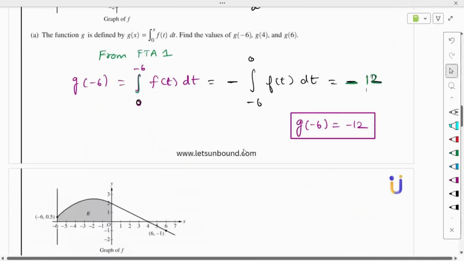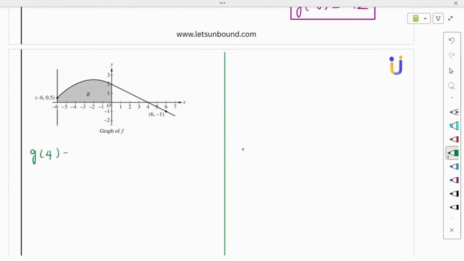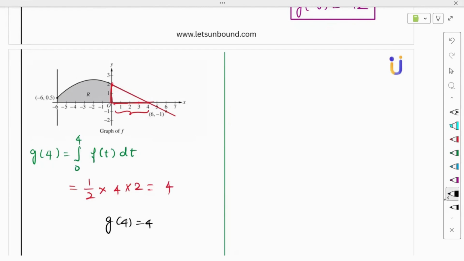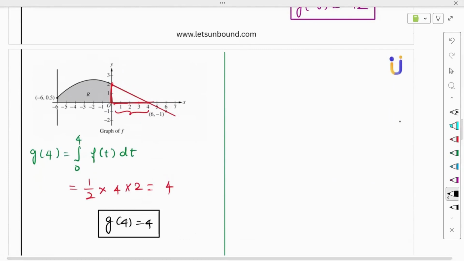Moving to g of 4. So to find g of 4, let's break it down because we need to find the next value too. G of 4 means, as per the definition, the integral from 0 to 4 of f of t dt. And from 0 to 7, they mention it's a linear function. It's basically a line. So finding the area under the curve is very simple. It's a right triangle. So it's half times base, 4 units, and height, 2 units. So 4 times 2, and simplifying this, you will get 8 by 2, 4. So g of 4 is 4. Done. And the last one, we need to find g of 6.